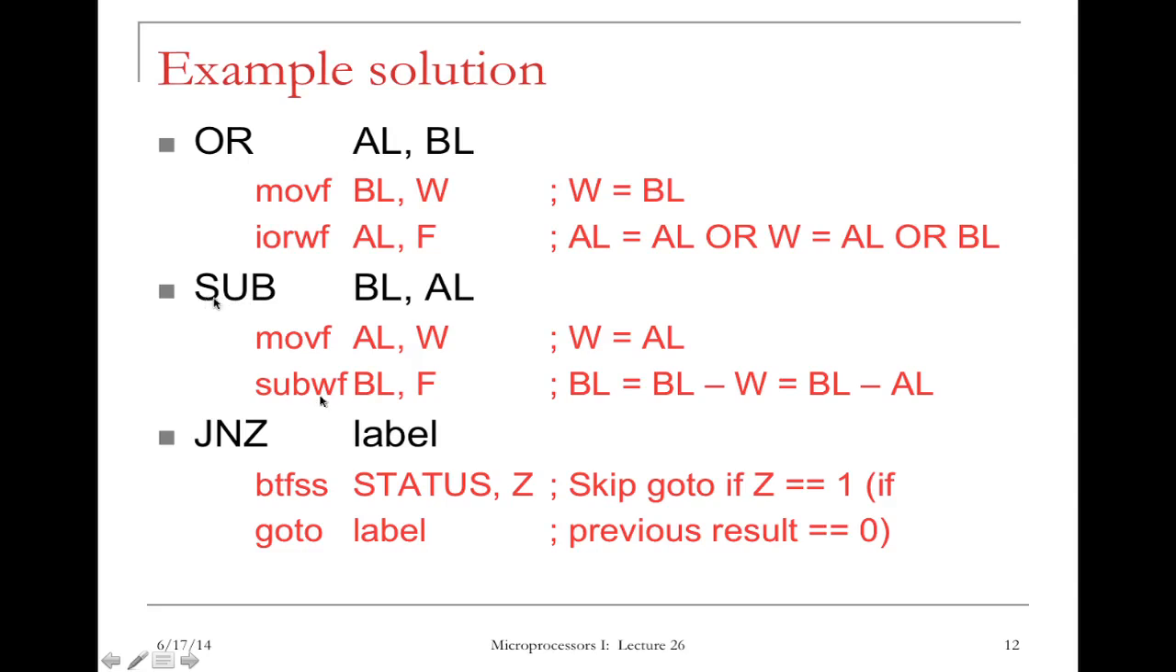Second instruction, SUBWF BL, comma, F. This is to subtract W from BL, and we know W has the value of AL, so we're essentially doing BL subtract AL. This comma F, again, F is an indicator to say we want to have the result stored in BL.